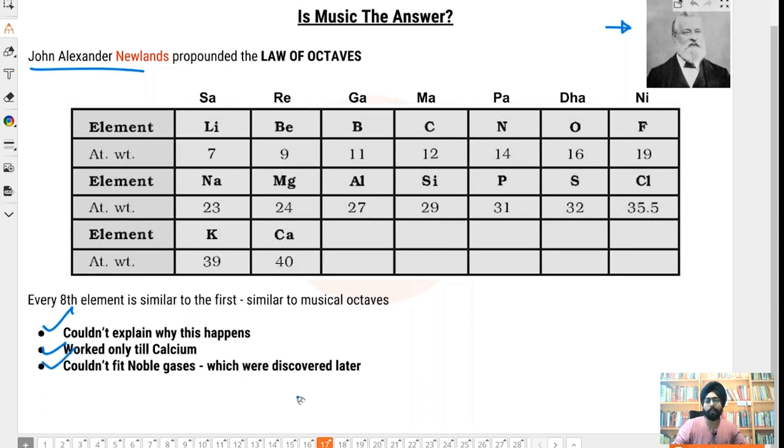And it couldn't fill the noble gases. Okay, and it worked only till calcium. Kushagam, we'll talk about that later. Okay.